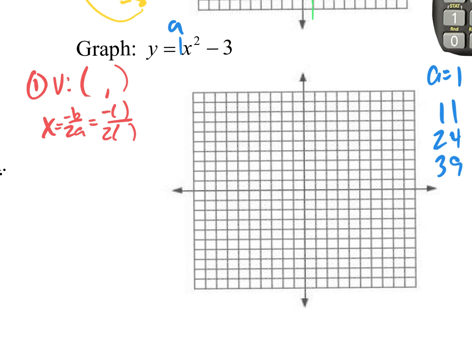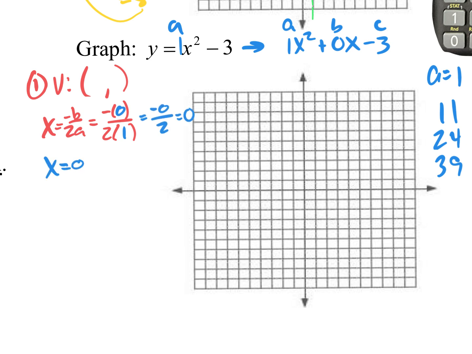So if you're confused, you might want to rewrite it and be like, okay, 1x squared plus there is no x term, and then a -3 at the very end. Now you could see a is 1, b is 0, c is -3. So when you plug in a 0 for b and the a value of 1, you get -0 divided by 2, and that's still 0. So x equals 0. That is your x value of your vertex. How do you find the y value?